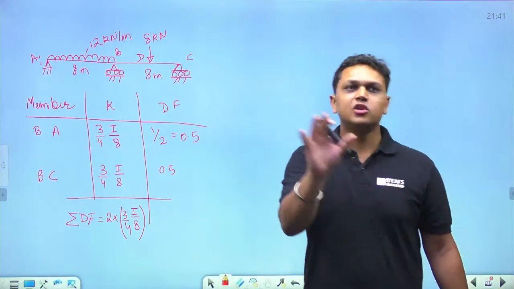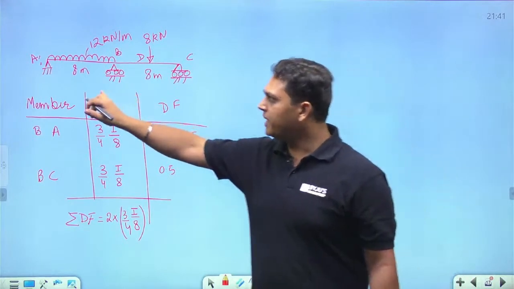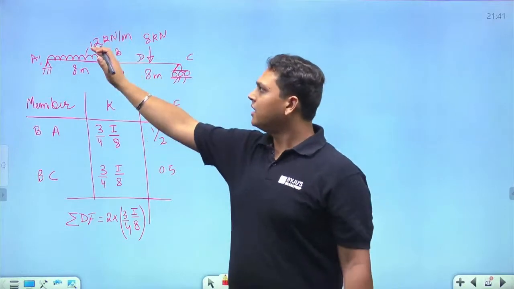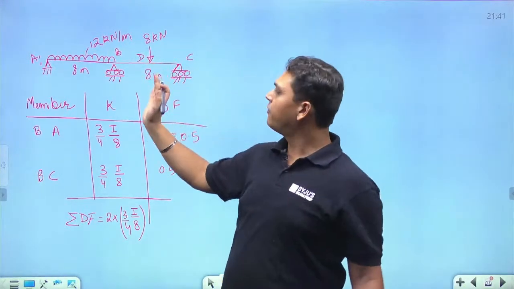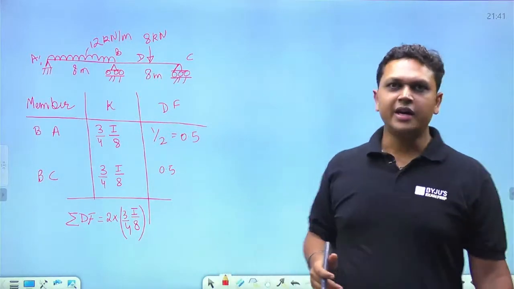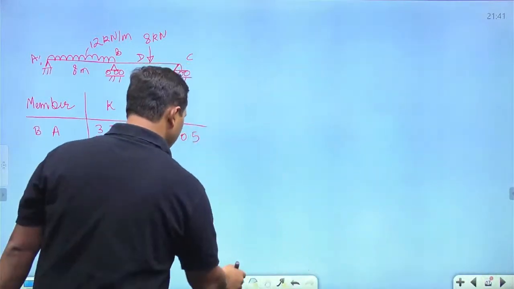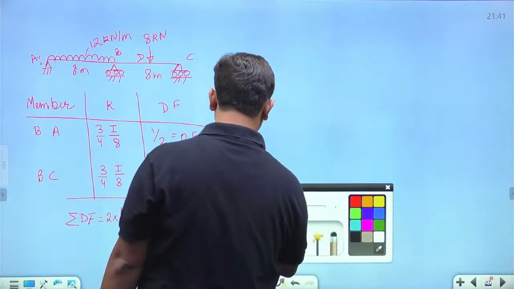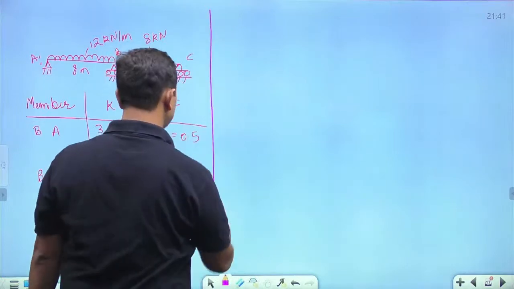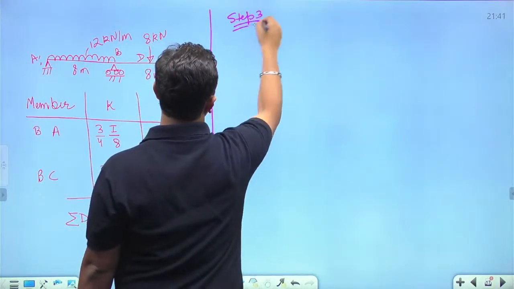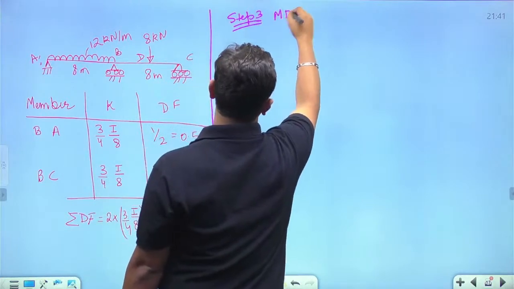Whatever moment is going to be applied at the joint B is going to be equally distributed in the two members. If it is applied 10, it is going to be 5 in each case. If it is 20, then 10 each case. Clear, everyone? Right? Now we will go to the next step, in which we are going to conduct the moment distribution. Step number 3, moment distribution method.